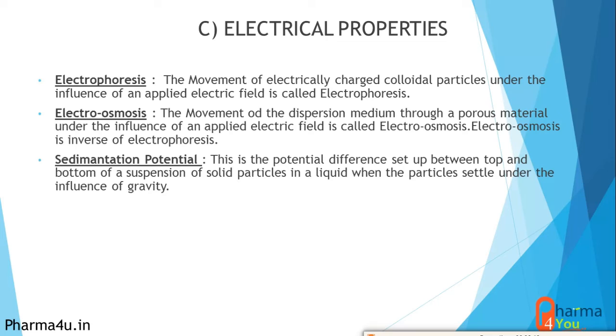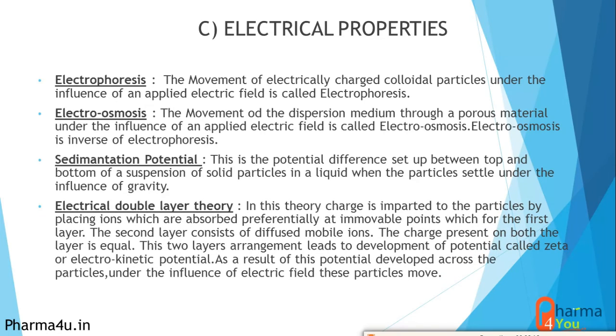Sedimentation potential. This is the potential difference set up between the top and bottom of a suspension of solid particles in a liquid when the particles settle under the influence of gravity. So sedimentation potential may also be a property of a colloidal dispersion to identify the particle size or their molecular weight, as sedimentation potential denotes how they are settling, how sedimentation takes place, and the speed of sedimentation.